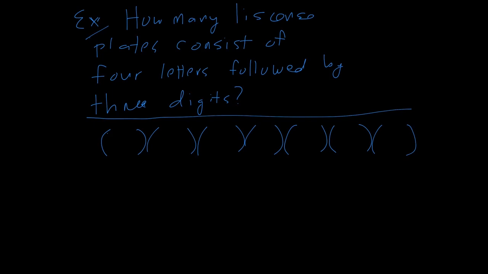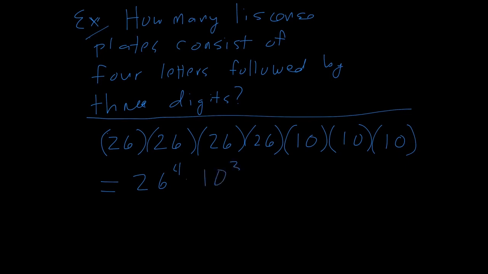So there are 26 ways I can choose the first letter, 26 ways to choose the second letter, 26 for the third letter, 26 for the fourth letter. And now all my letters are done. So now I'll move on to the digits. And the digits are 0 through 9, so there are 10 ways to choose the first digit, 10 to do the second, and 10 to do the third. So the number of license plates are just 26 times 26 times 26 times 26 times 10 times 10 times 10. So that is 26 to the 4th power times 10 to the 3rd power.